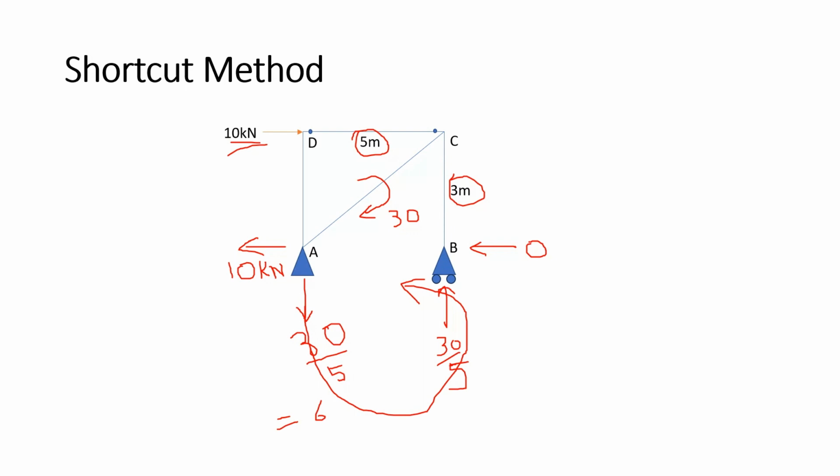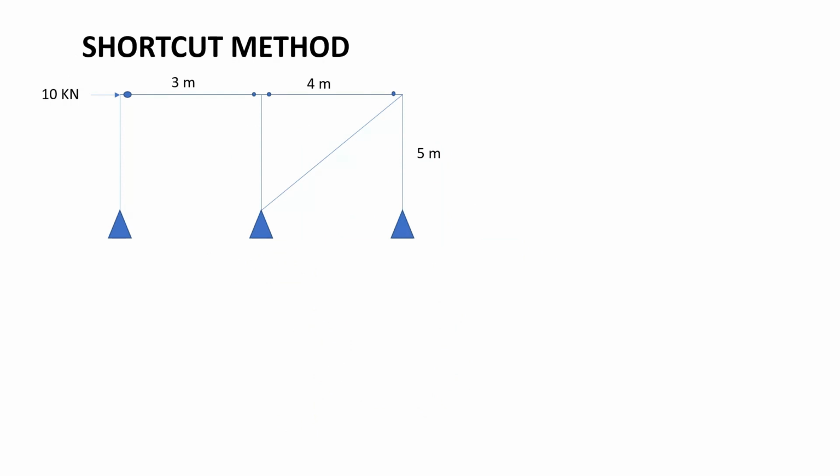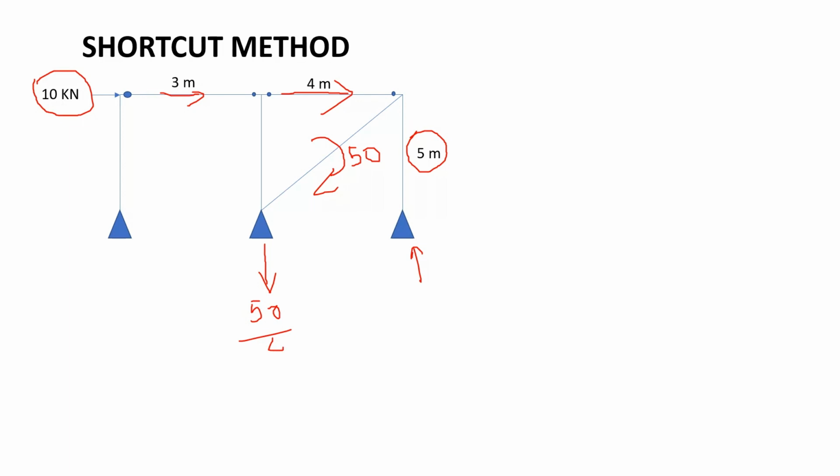Now let me show you one more example. Now for this frame, again this lateral load 10 will first be transferred to this beam, and it will move and come here. Now this 10 into 5 gives a moment of 50. So here the vertical reaction will be how much? It will be 50 divided by 4, that is the length of this beam. 50 divided by 4 is 12.5.